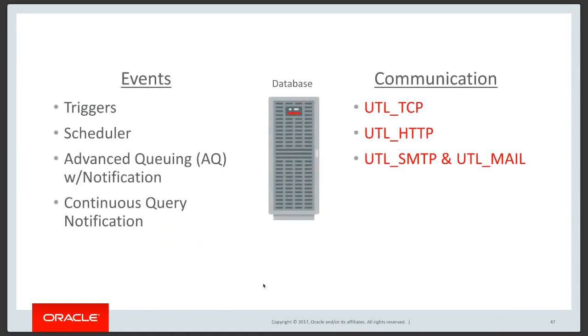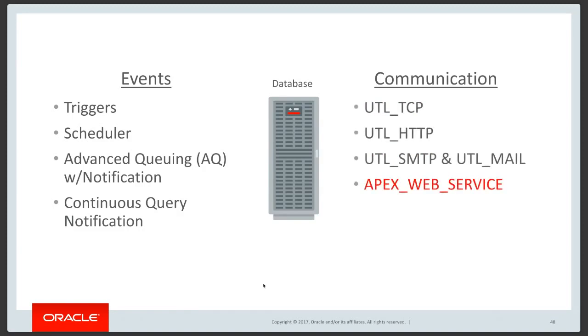So once you figure out the event side of things, you can move on and figure out the communication side of things. Now, for the longest time, we've had a lot of packages within Oracle to communicate out. TCP, HTTP, SMTP, and mail packages have been available for a while, but I actually didn't use any of those. Instead, I opted to use Apex Web Service.